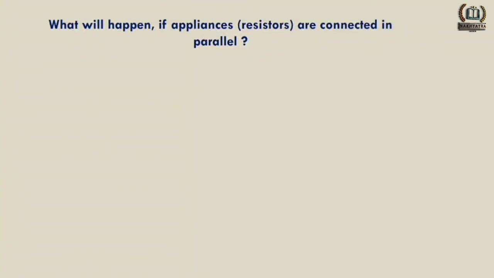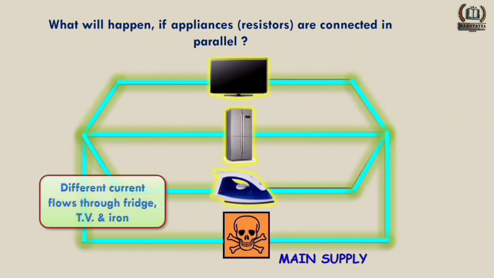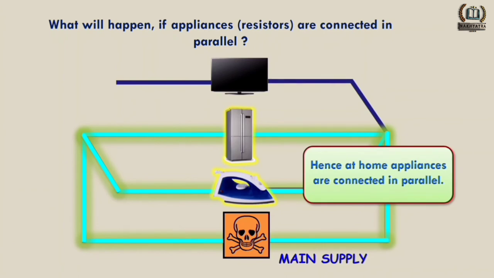What will happen if appliances are connected in parallel? See, this is the main supply where current is flowing to all the appliances. Now, we can see that different current flows through the fridge, TV and iron. Even if one appliance is switched off, another appliance will still work. Hence, at home, appliances are connected in parallel. And it is very useful, because sometimes we need to watch TV and maybe turn off the iron and the refrigerator. What might happen if it is in series connection? If we turn off the TV, then the other two appliances will also be off. But that doesn't happen in parallel connection. So that is the merit of parallel connection in home appliances.